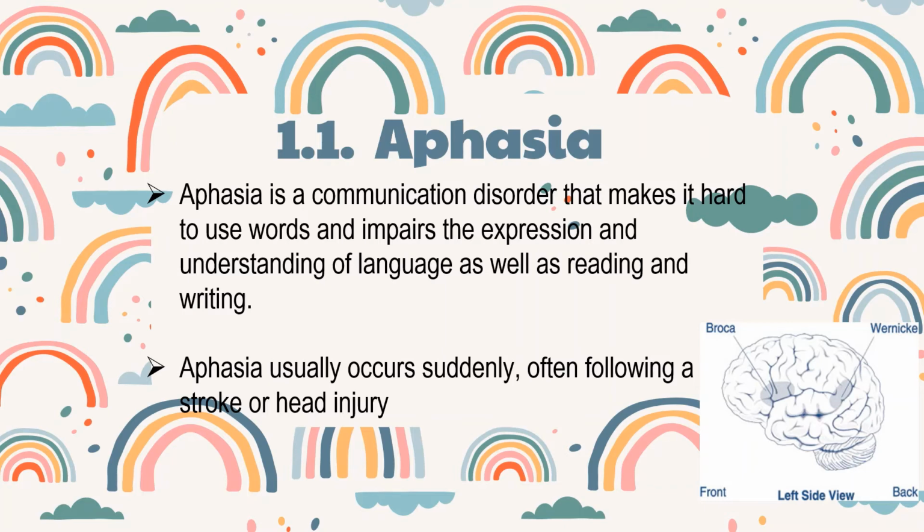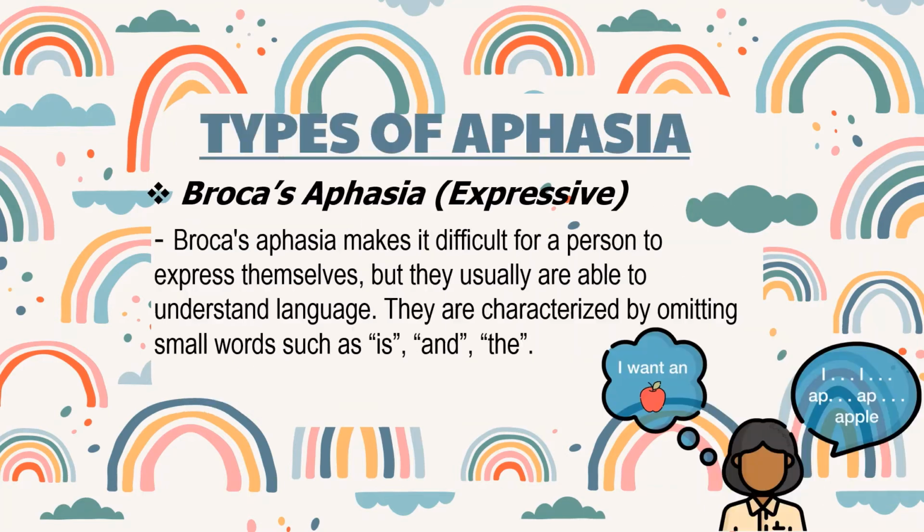Aphasia usually occurs suddenly, often following a stroke or head injury, but may also develop slowly as the result of a brain tumor or a progressive neurological disease. There are three types of aphasia. First, we have Broca's aphasia, or expressive.